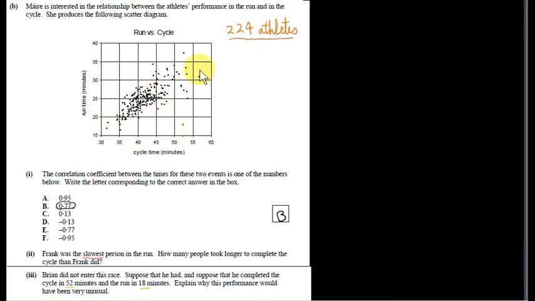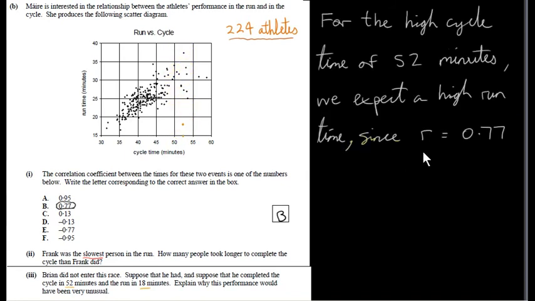Well, you can see what the overall trend is. As cycle time increases, run time tends to increase on average. That's because we've got a fairly strong positive linear correlation. So for this fairly high cycle time of 52 minutes, we would expect a high run time. To answer this question, you could state the correlation coefficient. You can see that there's a strong positive linear correlation between run time and cycle time. So for high cycle times, you would expect high run times, and vice versa.